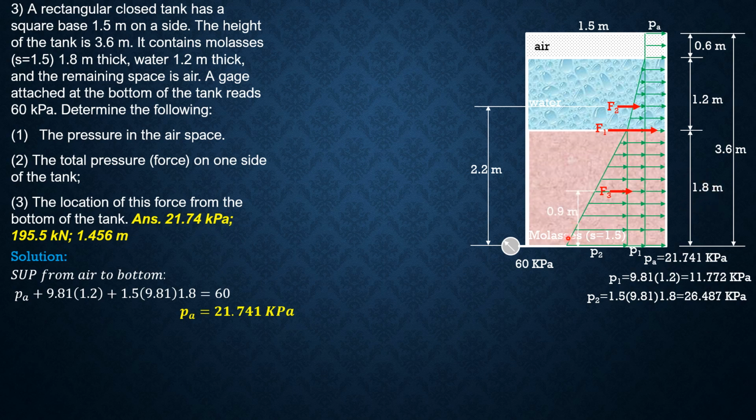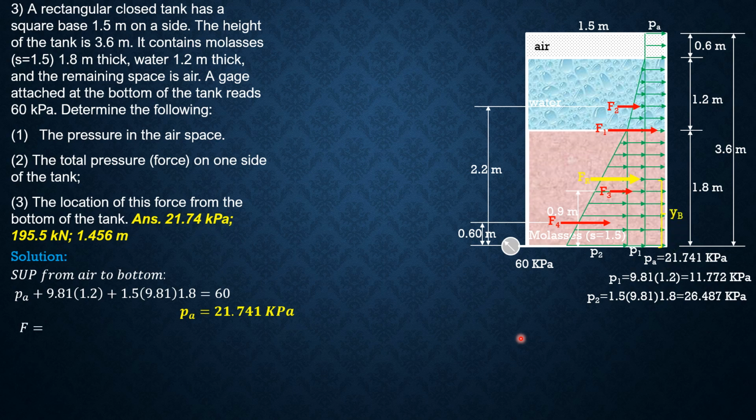Then F3 for this rectangular pressure diagram, its location is simply 1/2 of 1.8, so 0.9. Then lastly, for this bigger triangular pressure diagram, we'll call that F4, its distance from the bottom is 1/3 of 1.8, so 0.6. For the location of the resultant later, this is the resultant force, and we will call its distance from the bottom y sub b.